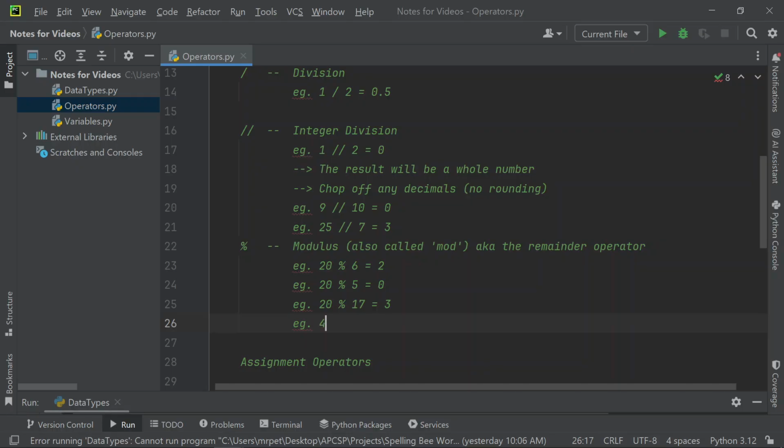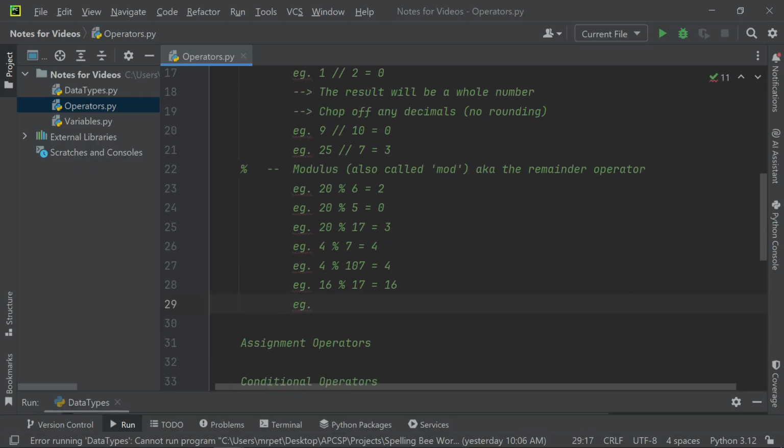What about if the first number is less than the second number? Well, what's the remainder after you divide 4 by 7? Well, 7 doesn't go into 4 at all. So our remainder is just going to be what the original number was, which is 4, whatever's left of the number. And that's true for any case. If we have anything less than that, 4 mod 107, that's 4. If we have 16 mod 17, that's 16. And so on. What other situations can we have?